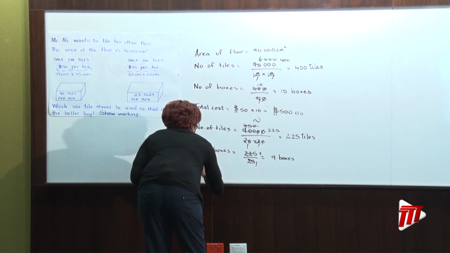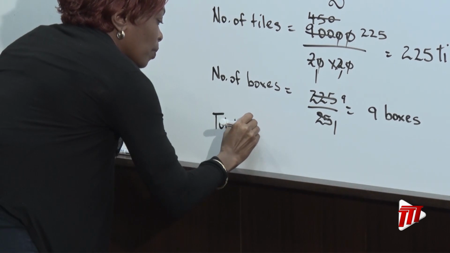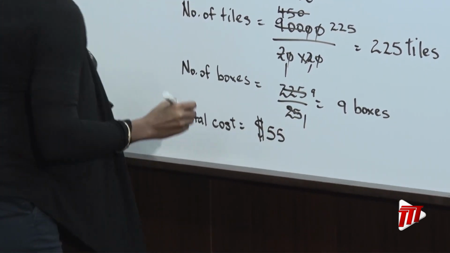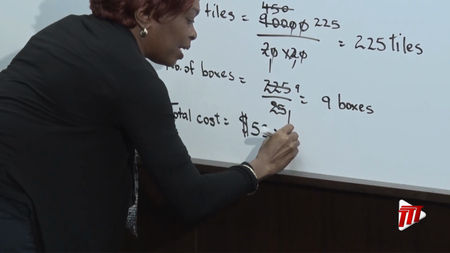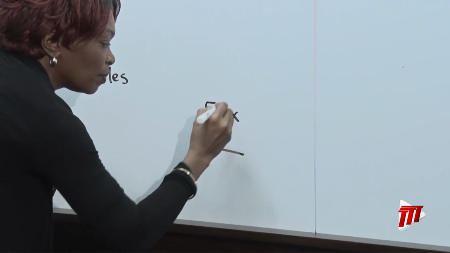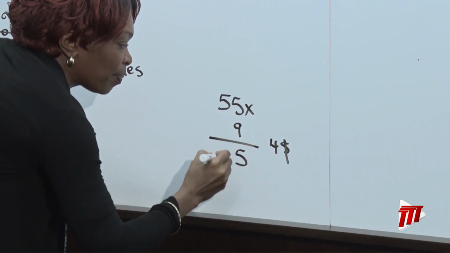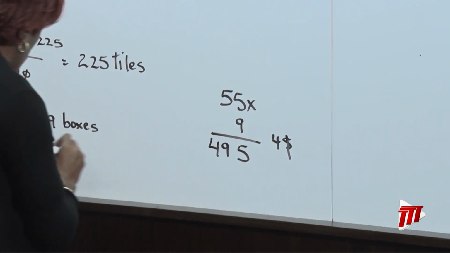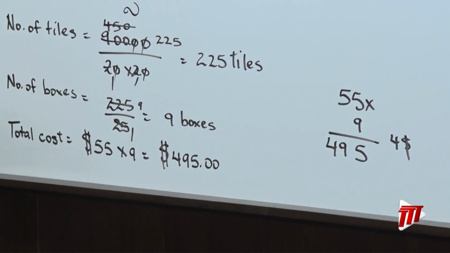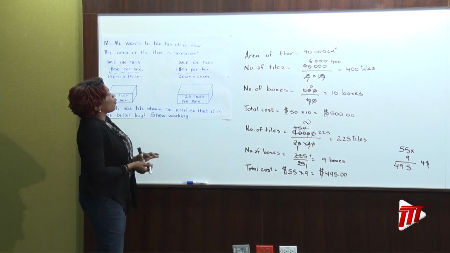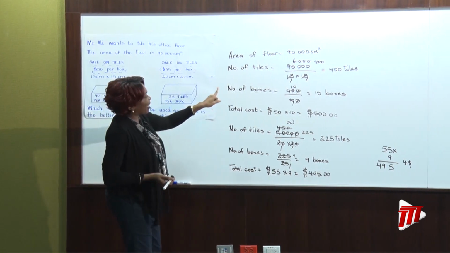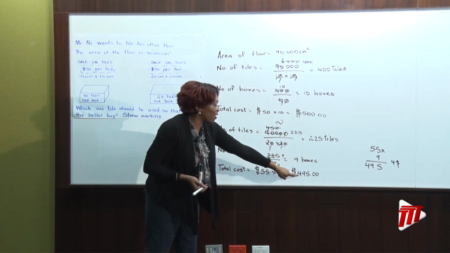So, total cost. So, we have $55. Always double check, because, you know, sometimes we could be a little bit careless and we multiply by the 9. Let's see what we get. Are you working it out with me? So, in truth and in fact, $495 is the cost if we were to purchase tiles here. We have the cost of the first one, $500. We have the cost of the second one, $495.